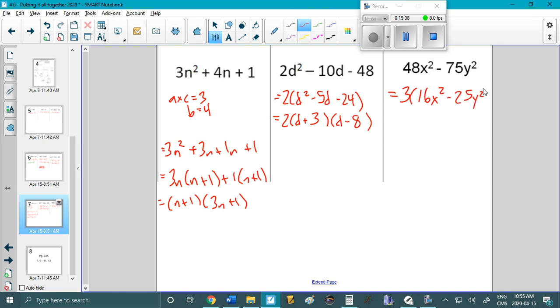Now, can I factor that further? I have 2 terms, and they're subtracting. If they're both perfect squares, it's a difference of squares, and they are. The root of 16x squared is 4x, and the root of 25y squared is 5y.